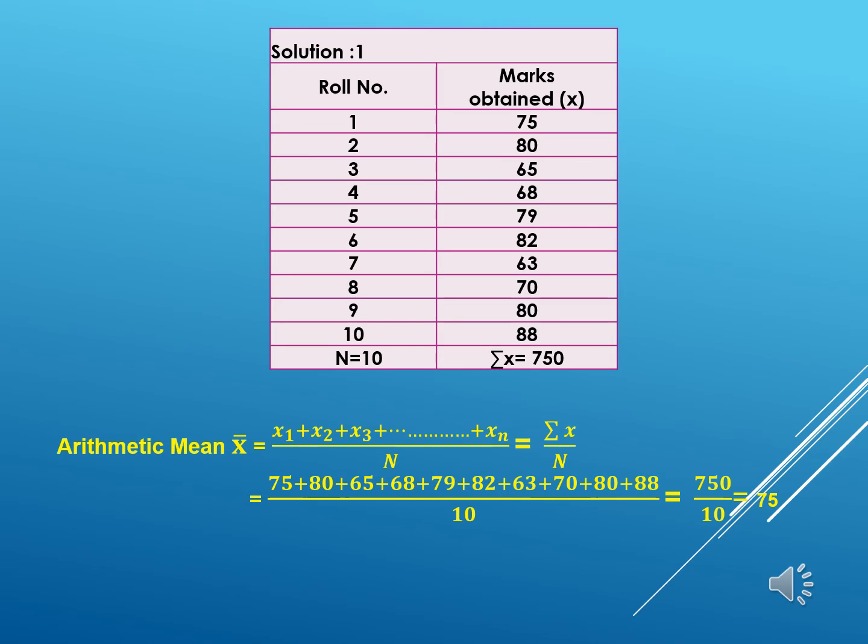For example, 75 plus 80 plus 65 plus 68 plus 79 plus 82 plus 63 plus 70 plus 80 plus 88. So the summation will be 750. So for finding the arithmetic mean, we'll divide the summation of the marks, 750, by the number of data. The number of data is 10. So it will be 750 divided by 10, which will be equal to 75. So the arithmetic mean is 75.